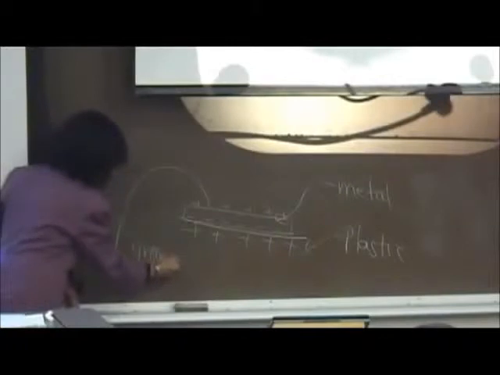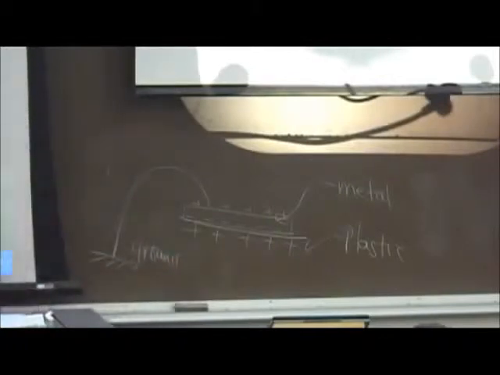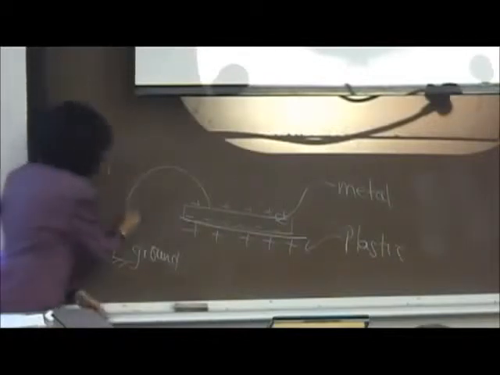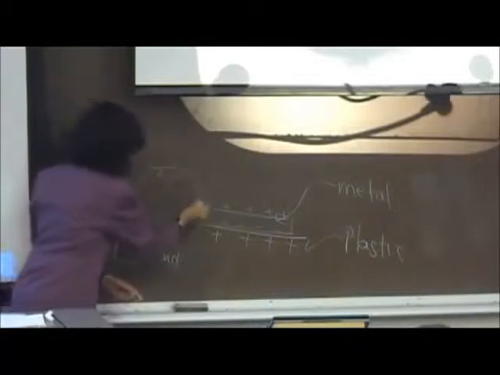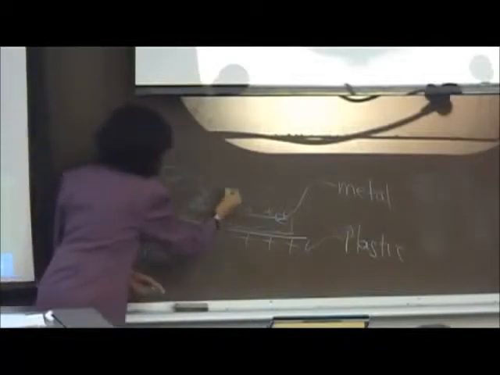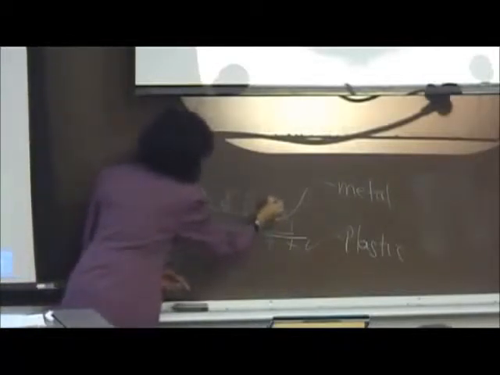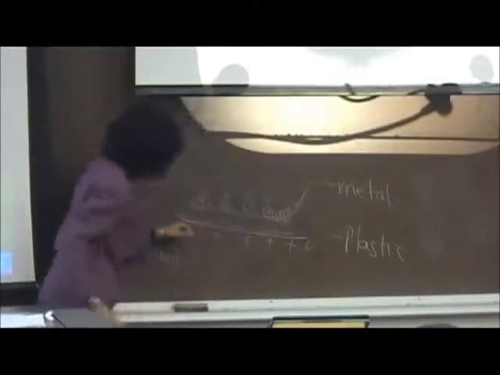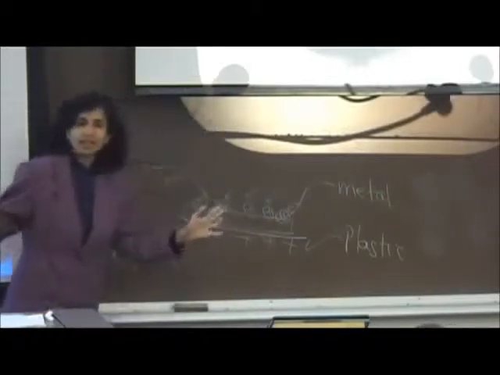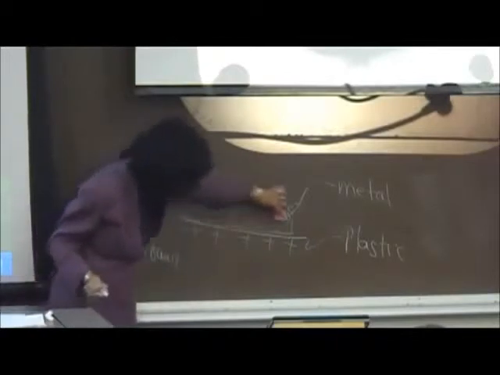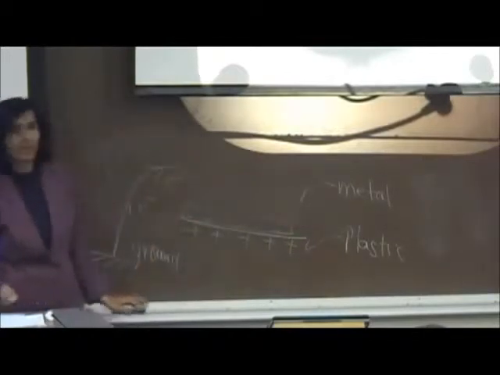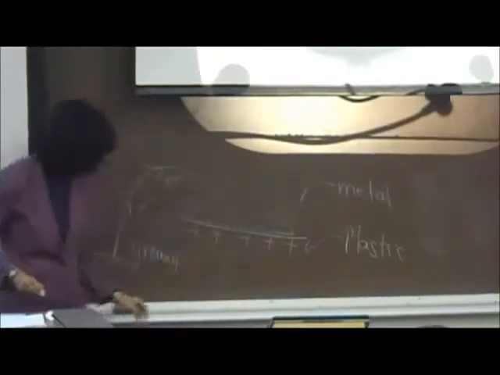Now what happens if I ground this? Anybody want to tell me what happens if I ground it? Please. The negative charges will come from the ground. Excellent. The negative charges will come from the ground and neutralize these positive charges, because these positive charges really hate being close to these positives anyway, right? So they will get neutralized by the negative charges, and you won't have any charges on the upper surface.